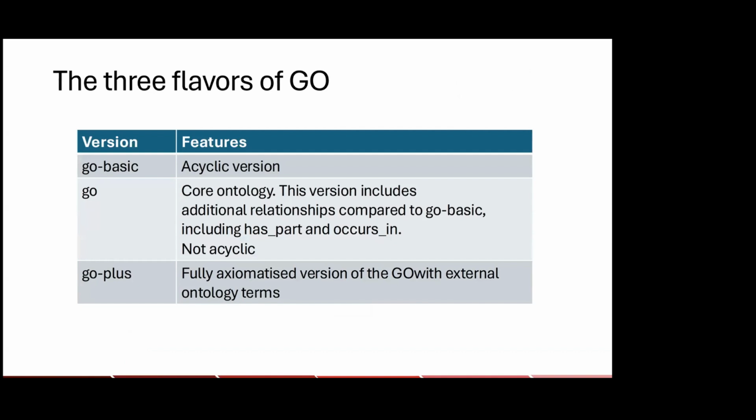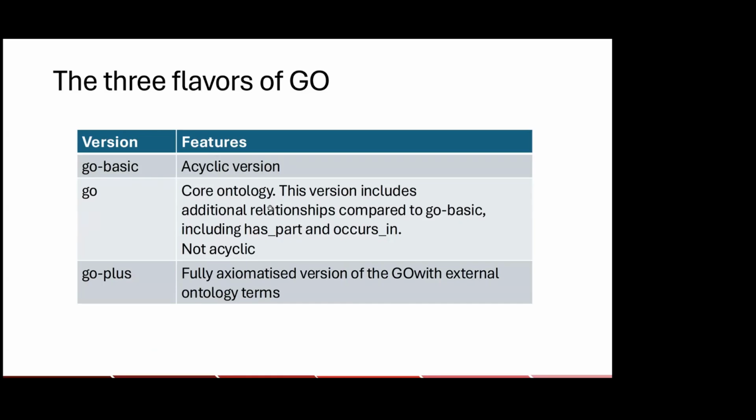And so I talked a little bit about the different relations. We have is-a and part of. You might have heard that the gene ontology is an acyclic graph, meaning a child can never be a parent of its parent. There should not be any cycles. This is true only for the GO basic version that has is-a and part of relations in it.